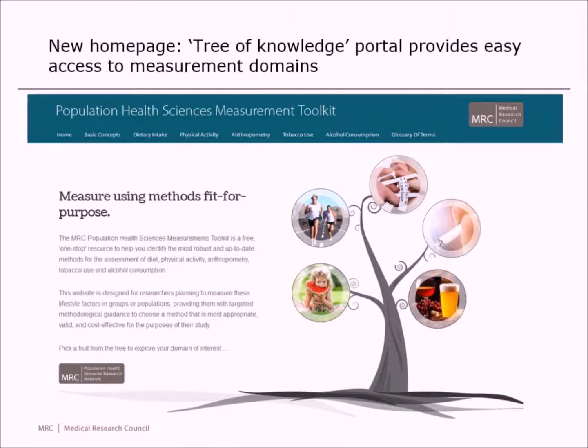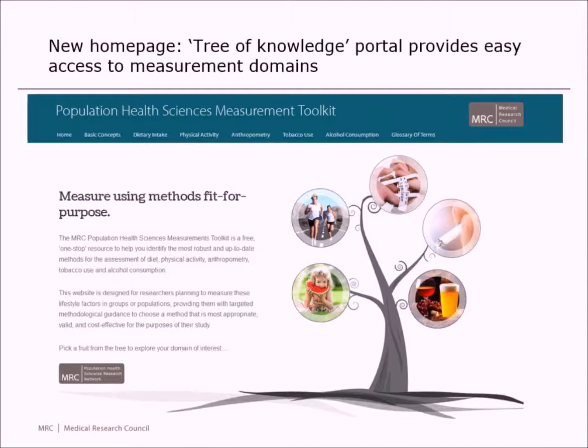This is what it looks like at the moment. This is the new homepage. I've kind of designed it on a bit of a theme of a tree of knowledge, basically. You have to come up with a bit of a hook. These are the fruit that take you through to the measurement domains. This girl with melon, and this is running people.